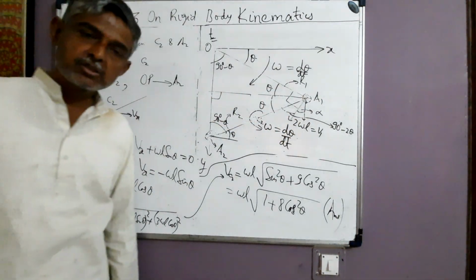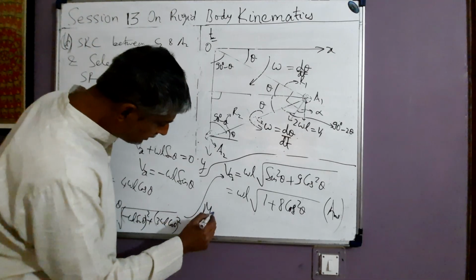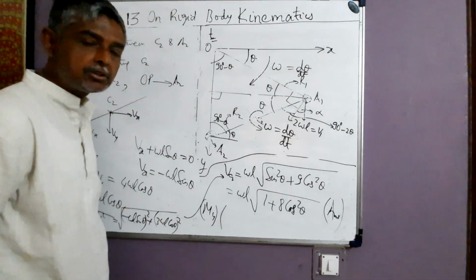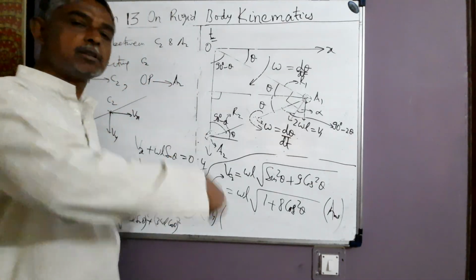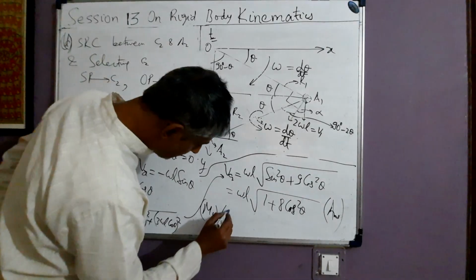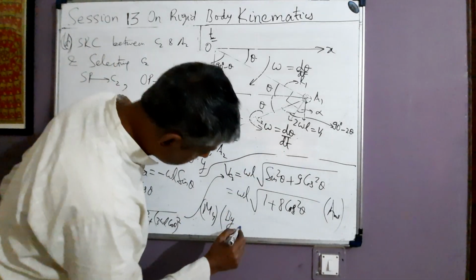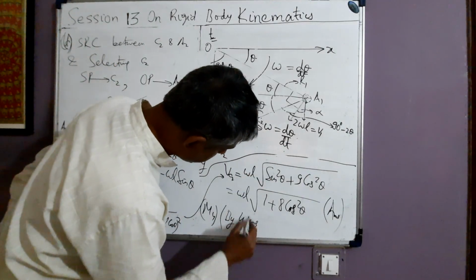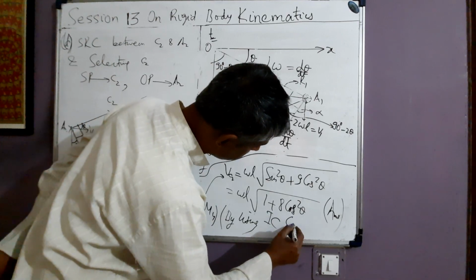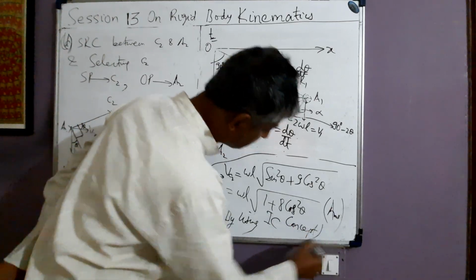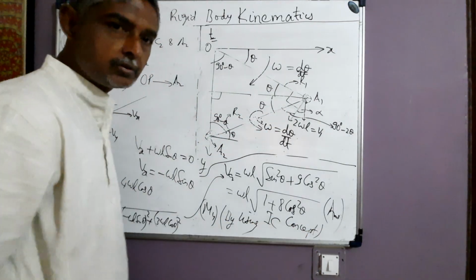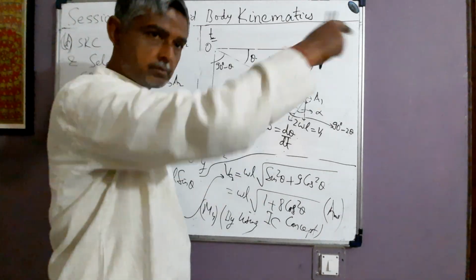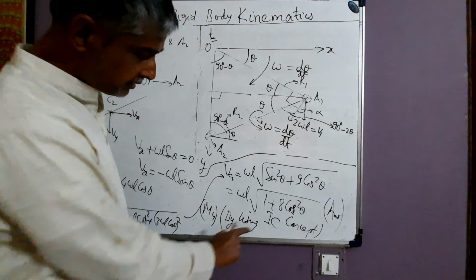ABCD are the 4 subparts of method 3. And method 4 is by using the IC concept, instantaneous center of rotation. That will be discussed in the successive coming videos. IC meaning what? Instantaneous center of rotation. That will be discussed in the coming videos. In that I'll discuss this one.